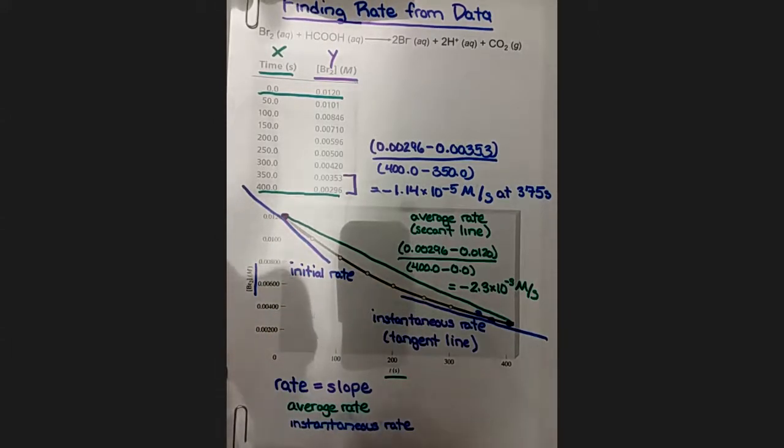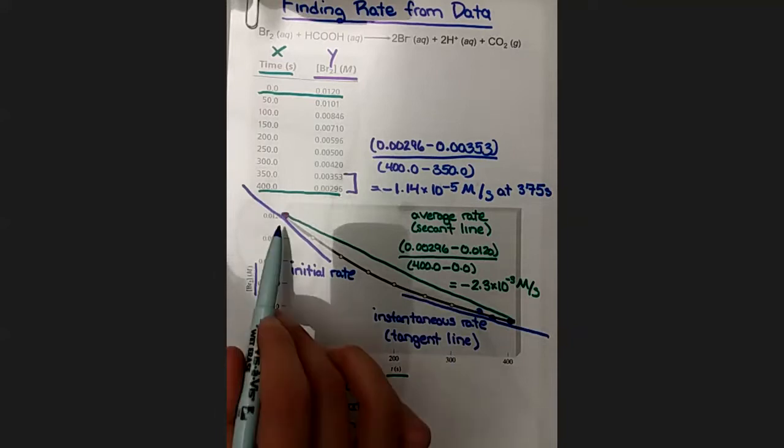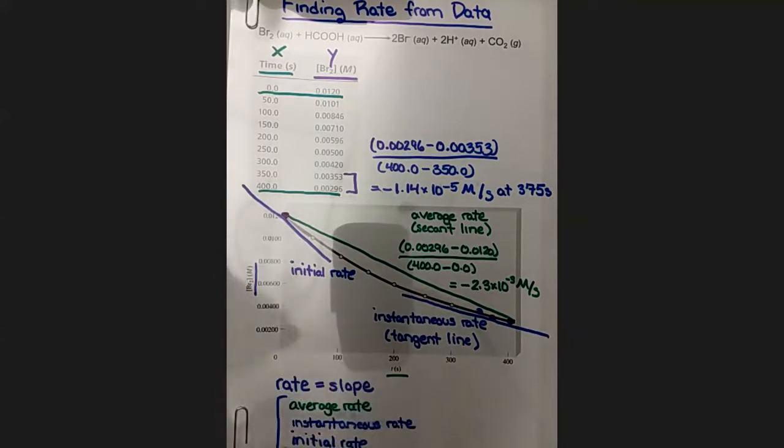And I have now smudged this word, but it's okay. So we'll add that to our list. You can find the initial rate in the same way that you find the instantaneous rate. You just find the earliest possible instantaneous rate that you can. Those are our different options for slope: initial, instantaneous, and average.